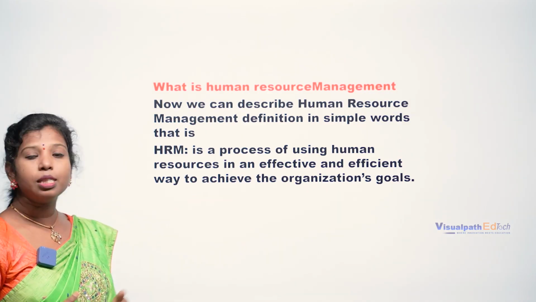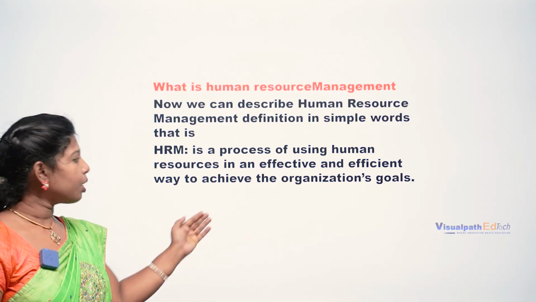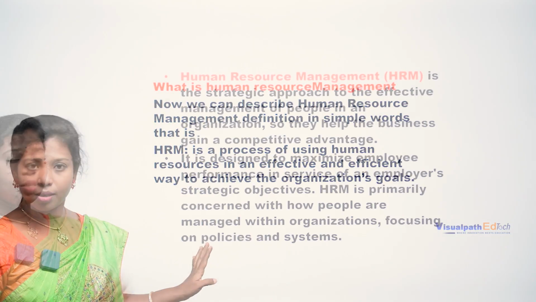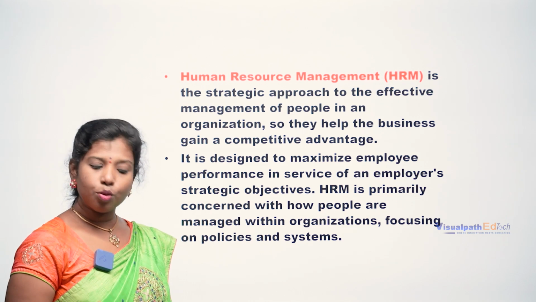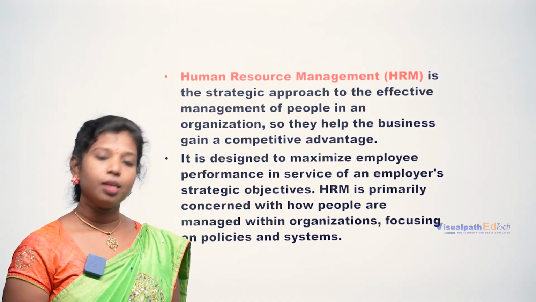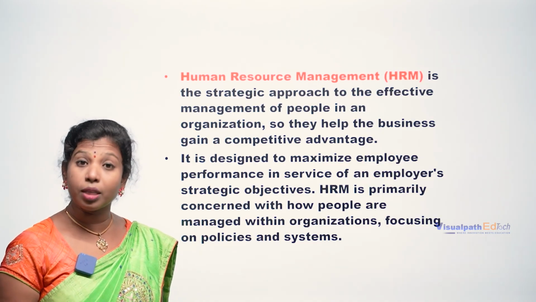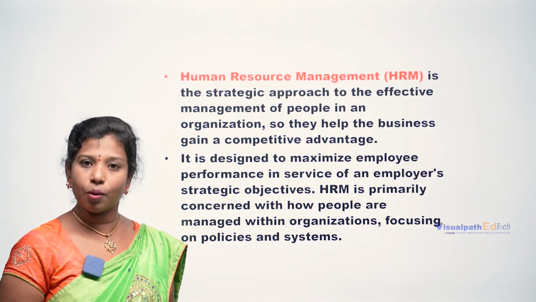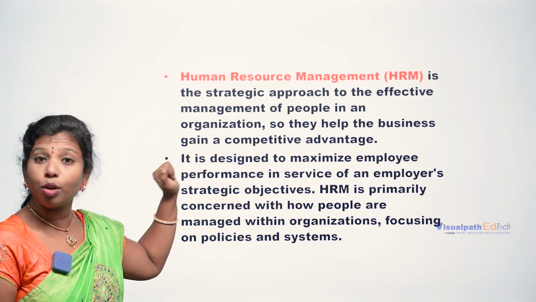Clear? So HRM is a process of using human resources in an effective and efficient way to achieve the organizational goals. It is a strategic management. If I want to recruit an employee, obviously I want an HR. HR will recruit and select a particular person into the organization. How is it possible? It has a procedure with a number of steps. In unit 3, we are going to discuss the different steps. But before that, what is the exact meaning of this?